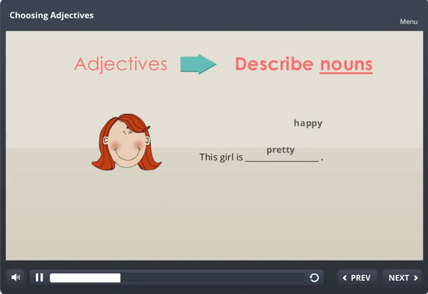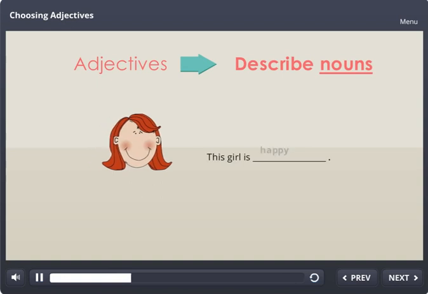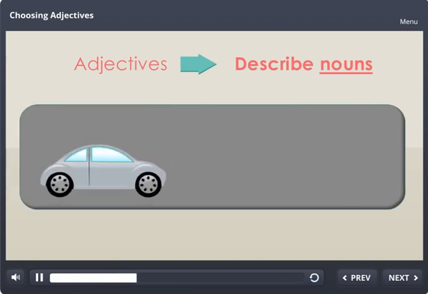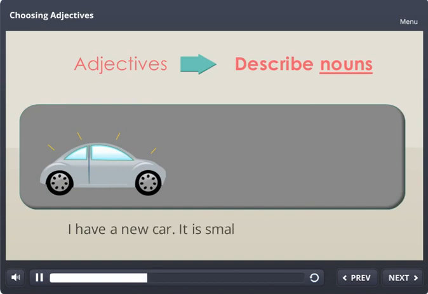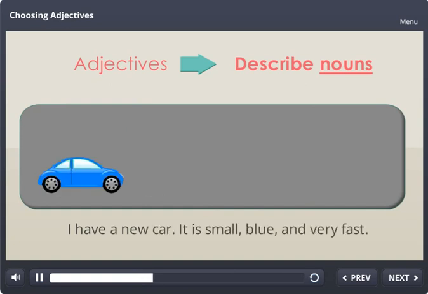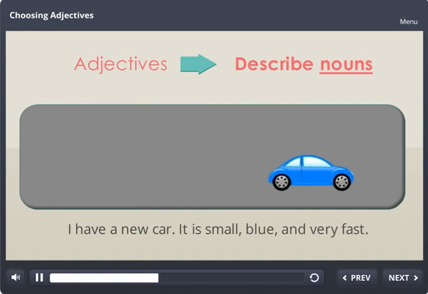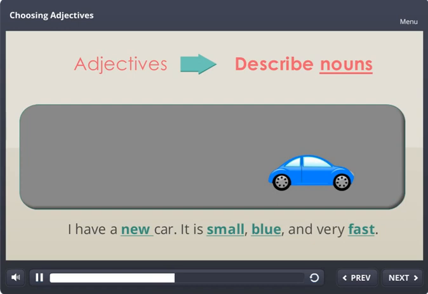Any given noun can be described using different adjectives. Let's look at: I have a new car. It is small, blue, and very fast. In this sentence, there are 4 adjectives describing the same noun.